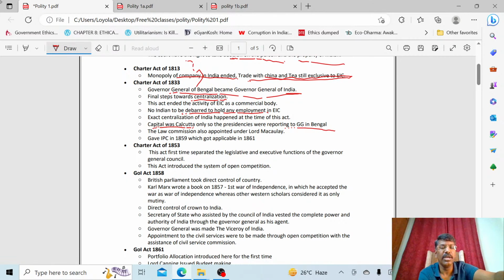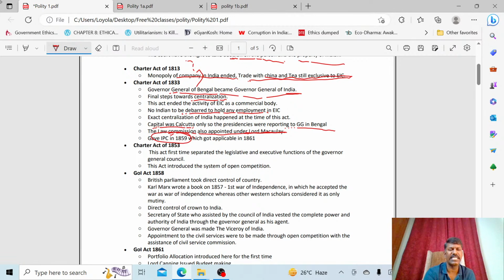Another important thing is the Law Commission under Lord Macaulay. It was initiated in 1833, and we know that idea very well. You might already have studied in your foundation classes that the Law Commission came into existence in 1833 and worked continuously. Finally, in 1859 the Indian Penal Code, IPC, came into existence, and it also got approval with the 1861 Council of India Act.